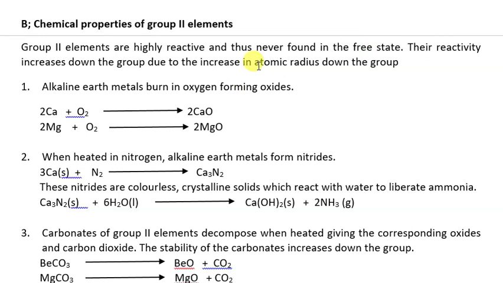Kwa hiyo group 2 elements, they are never found unreacted, yani kukuta iko free state and reacted hazijapatikana. So alkaline earth metals burn in oxygen forming oxides. For example, calcium and magnesium zina burn in oxygen kutengeneza oxide kama hivyo.